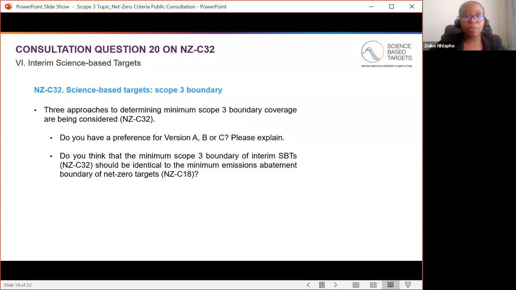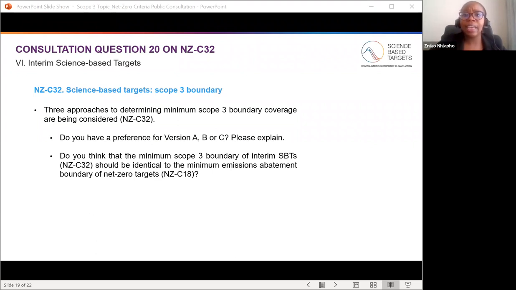Moving on specifically to the consultation for Criterion 32, which is question 20 in the public consultation questions. We've detailed our 3 approaches to determining the minimum scope 3 boundary coverage in Criterion 32, and we really have 2 questions here. Firstly, do you have a preference for version A, B, or C? If so, please explain that preference.